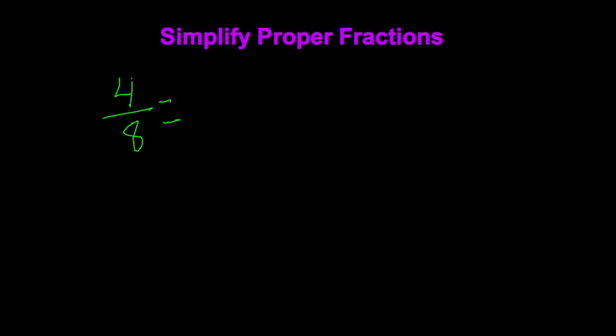So meaning that you can break the numerator and the denominator down to get 2 as a common number. What number you can multiply by 2 to get 4 is 2. And what number you can multiply by 2 to get 8 is 4. So whenever you see a number that appears at the numerator and at the denominator, you can cancel out the number. So these two numbers cancel out.